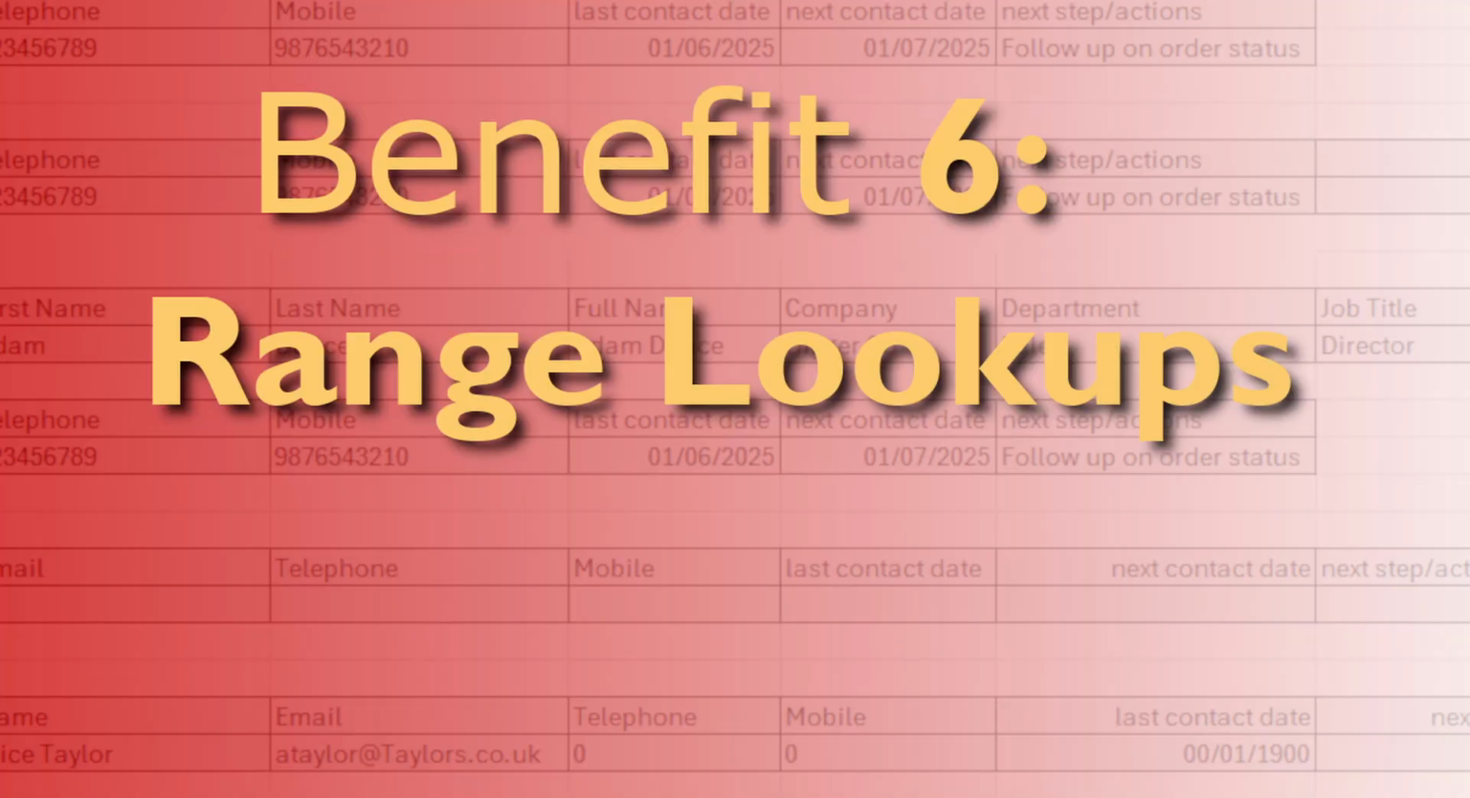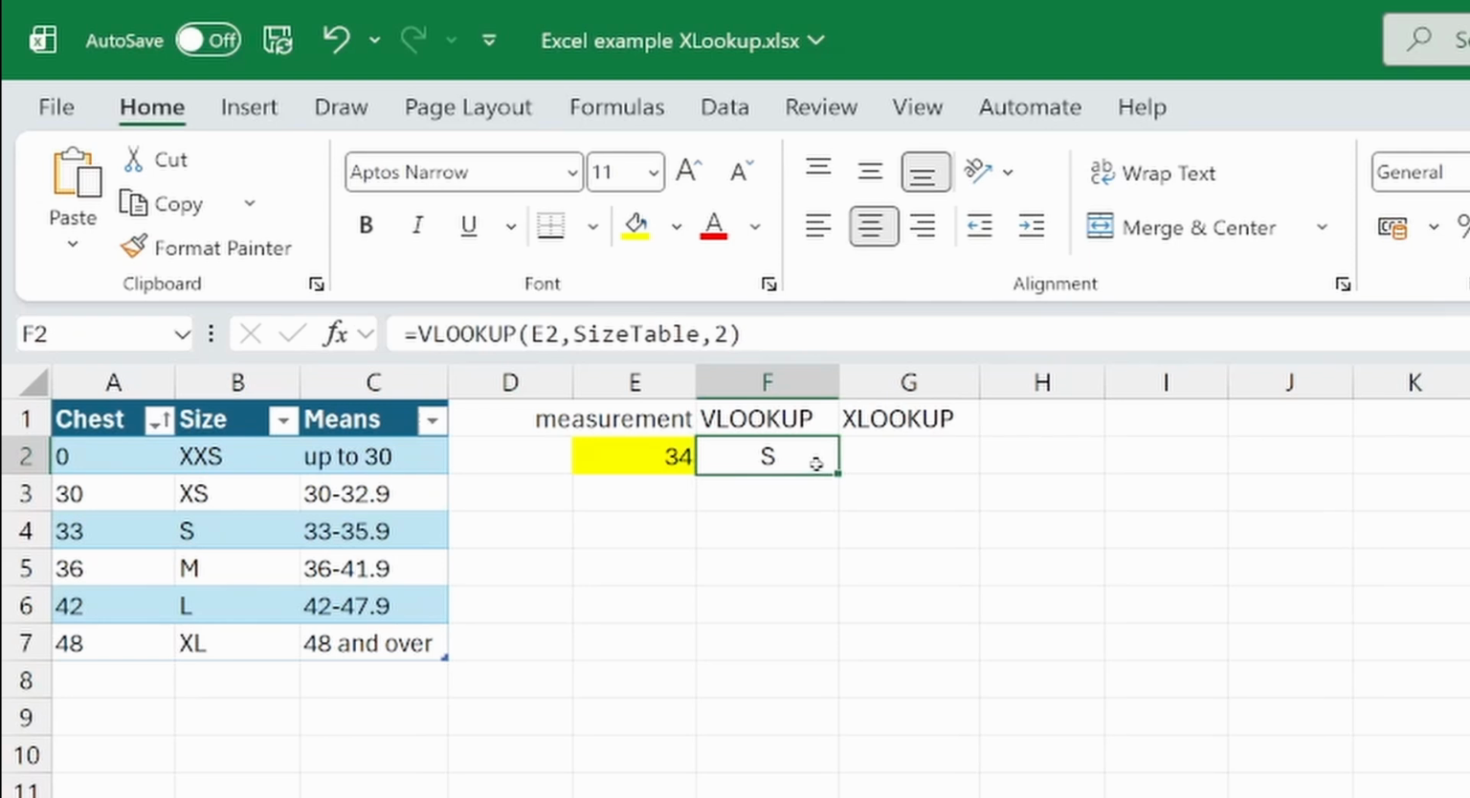Number 6. Range Lookups. This option allows us to look up return values for a range of inputs. Our contacts example dataset isn't ideal for demonstrating this, but it is typically used in scientific or engineering situations. As a simplistic example, suppose you want to return a size choice for a t-shirt dependent on someone's chest measurement.